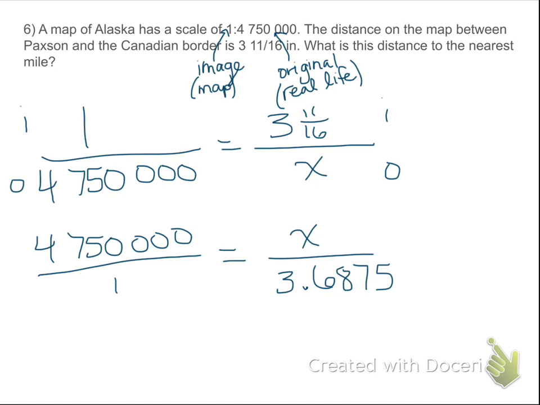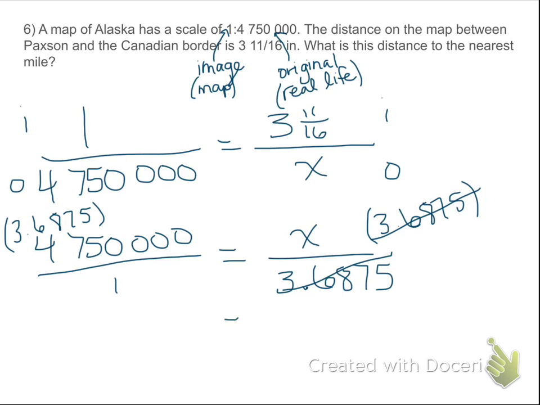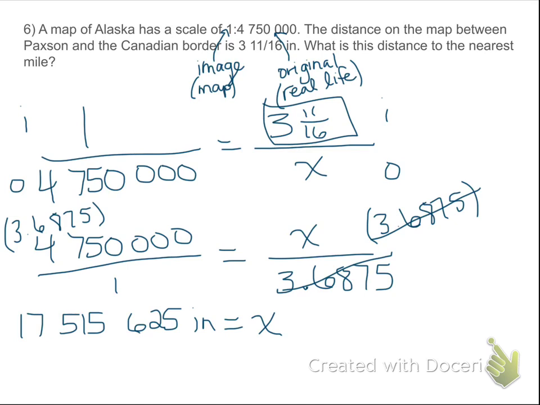Now how do we solve this proportion? Well, we want to get the x by itself, so we've got to get rid of that 3.6875. So we do that by multiplying, and we do that on both sides. And when we have 3.6875 divided by 3.6875, it divides out to 1. So all we've got left on that one side is x. And when we do that on the other side, we get 17,515,625. And this measurement would be in inches, because our original measurement of 3 11/16 was in inches.